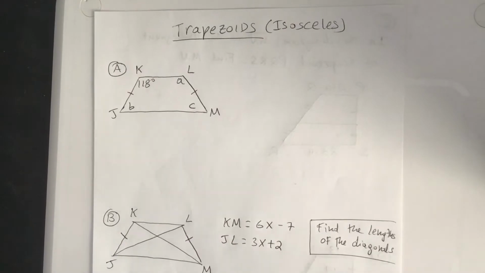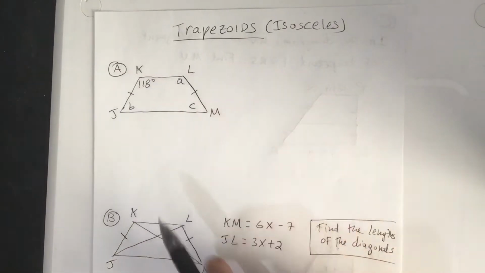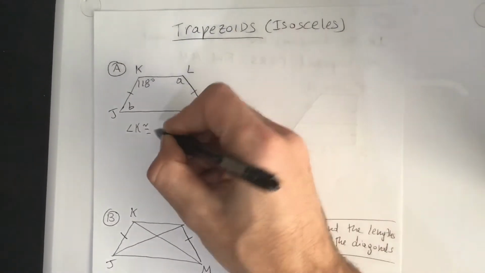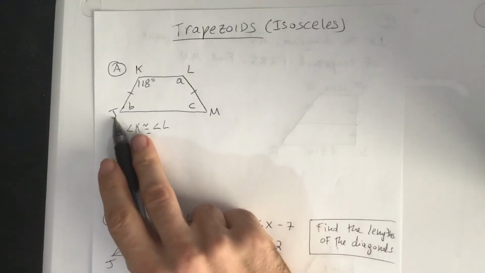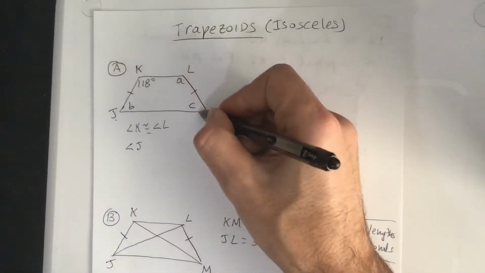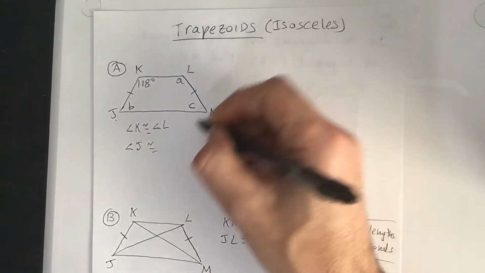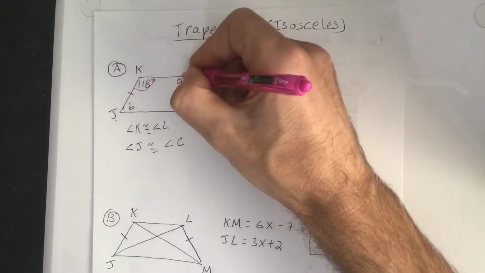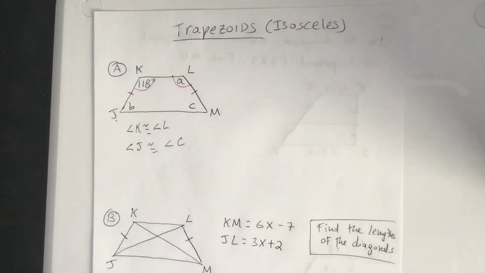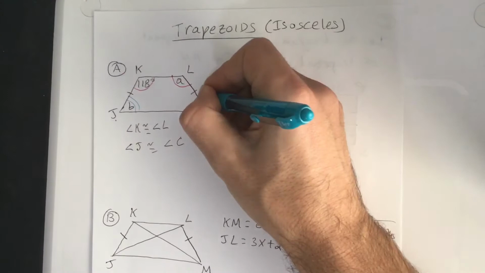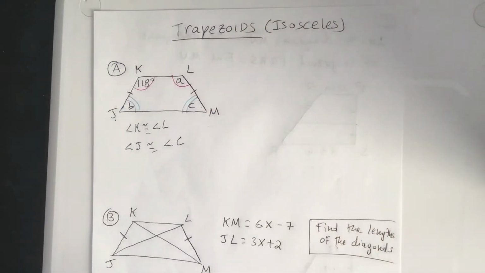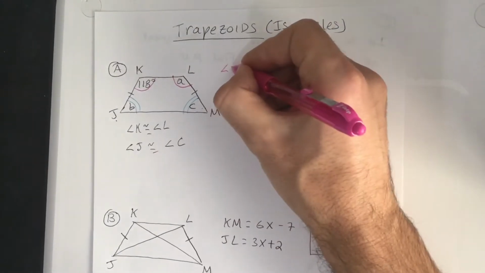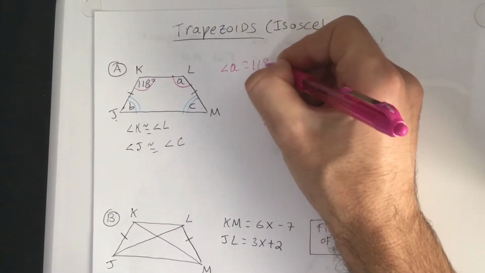Well, in the properties of trapezoids, the base angles are congruent. So basically, we know that angle K is congruent to angle L, and angle J is congruent to angle C. So basically, this angle is the same thing as this angle, and this angle is the same thing as this angle over here. So angle A is pretty simple. Angle A is gonna be 118 degrees.